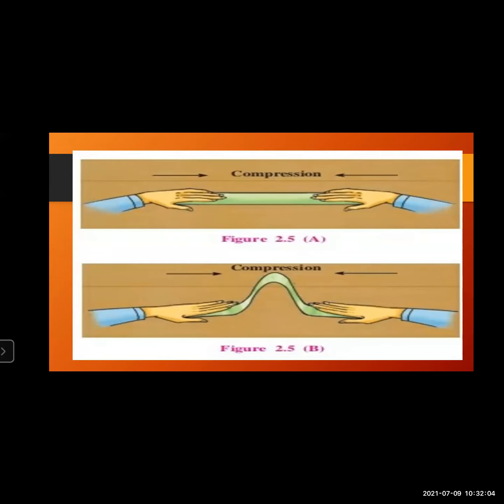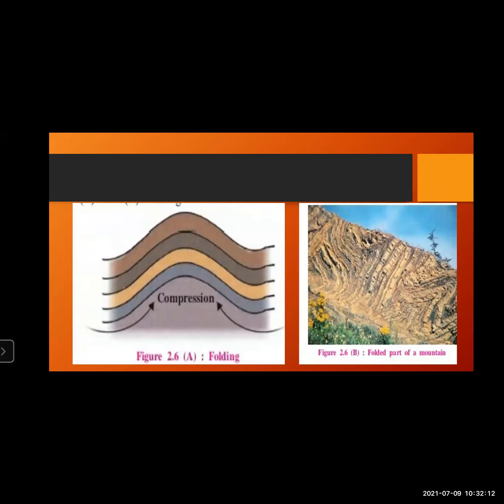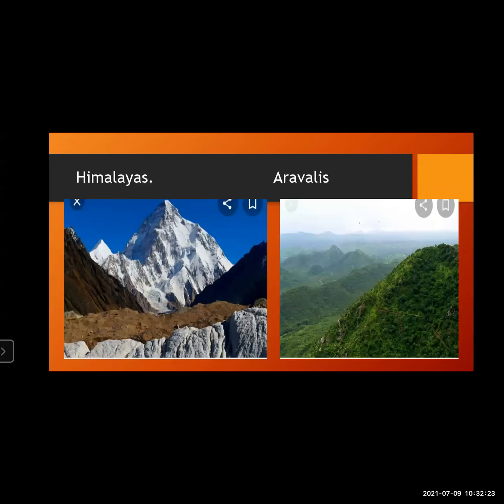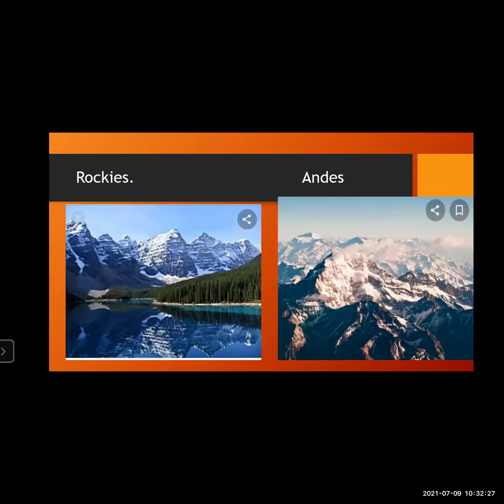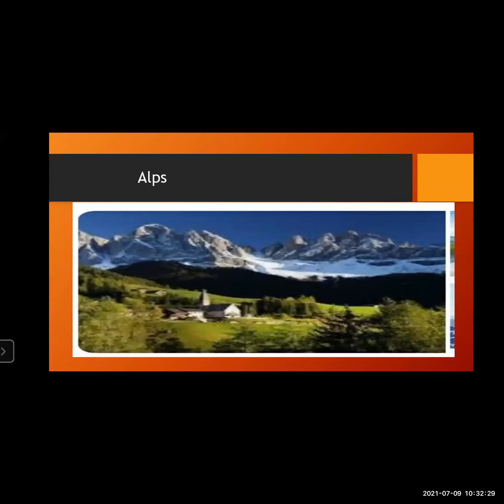We became acquainted with compression by doing the activity of the paper strip, as well as we have seen what compression is. Because of this, fold mountains are created, the folds are seen like layers on the mountain. The examples of fold mountains are the Himalayas, Aravalis, Rockies, Andes, and Alps.